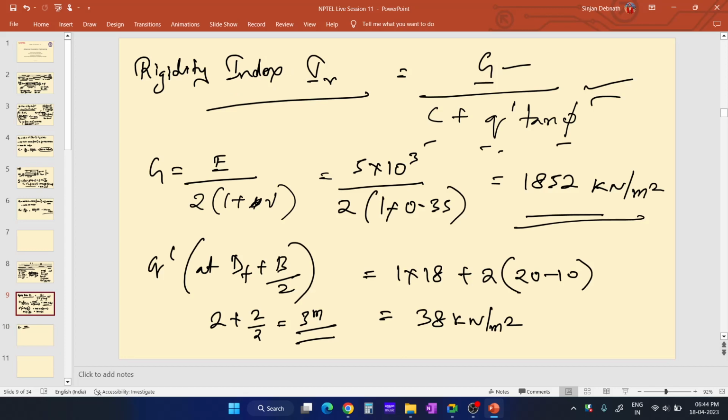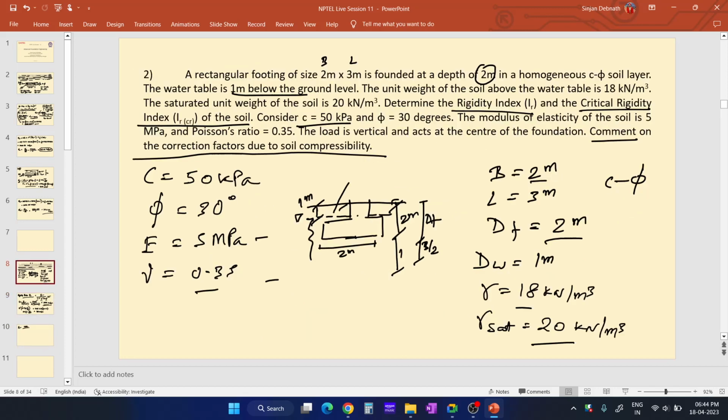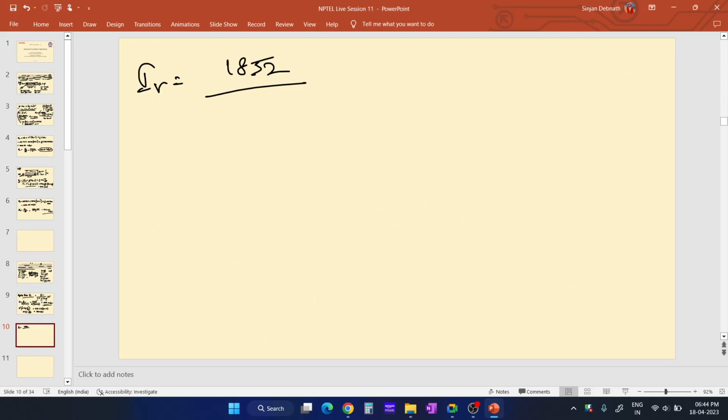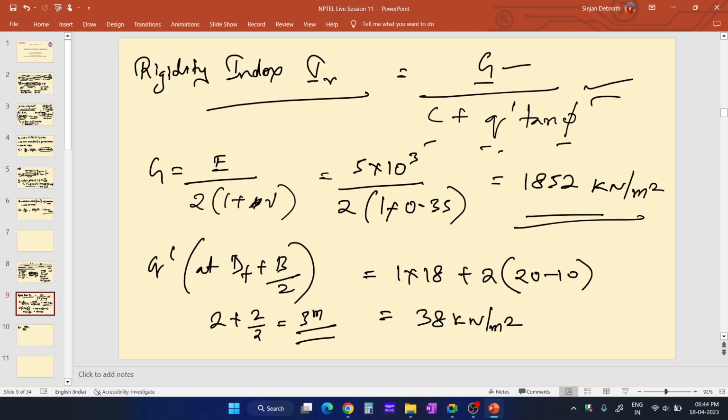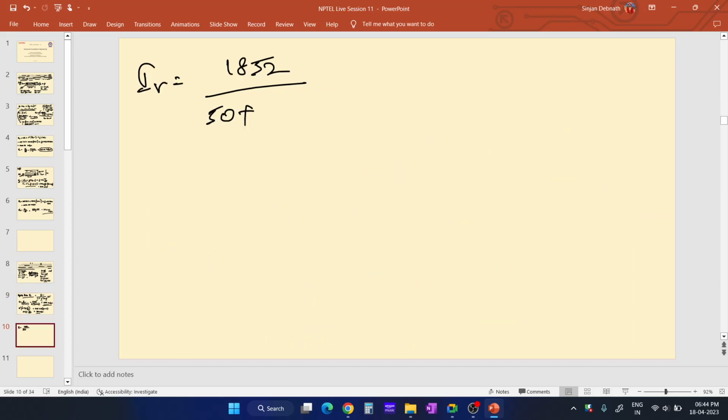C is how much? C is 50 kPa. So 50 plus Q dash tan phi. Q dash is how much? It is 38 kilonewton per meter square. So 38 tan phi. Phi is how much? Phi is 30 degrees.